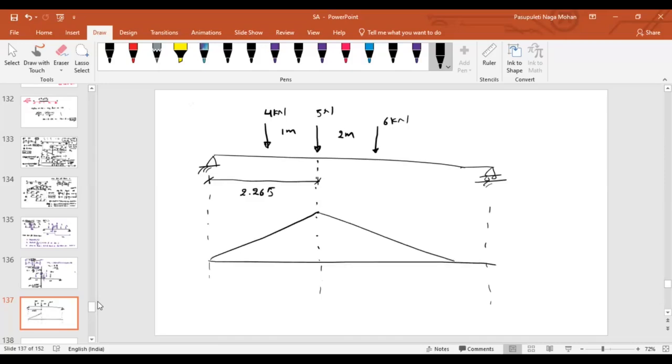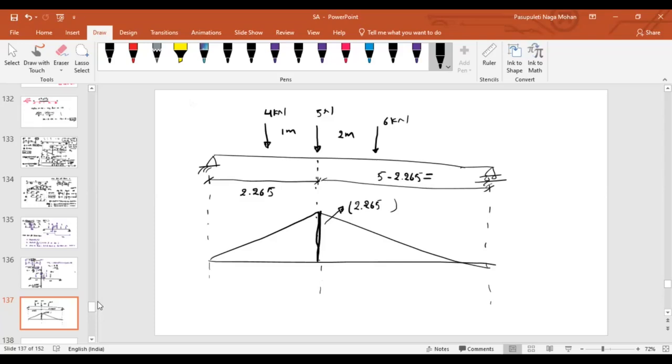Whatever the ILD corresponding to the 5 kilonewton load, whatever this ordinate, can you tell me? dB by L, right? What is the one side distance? 2.265. Whatever the other distance from here to here, what is the distance? Total length is 5. 5 minus 2.265 is how much?